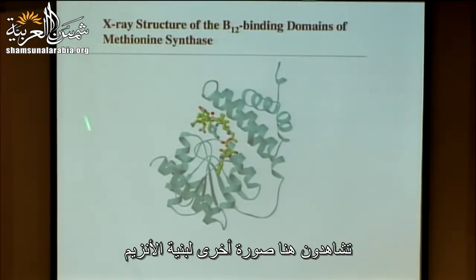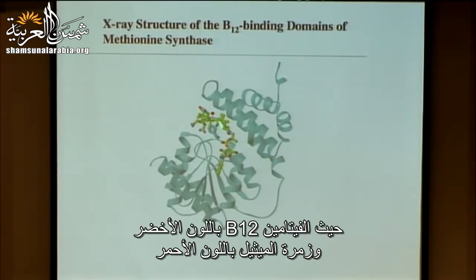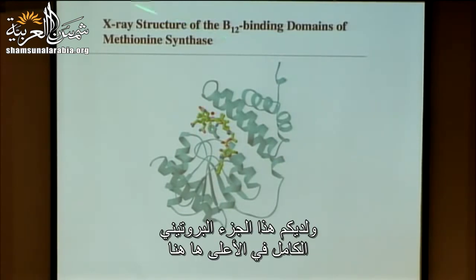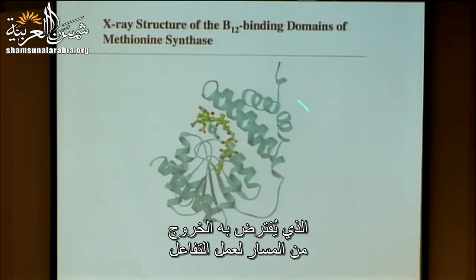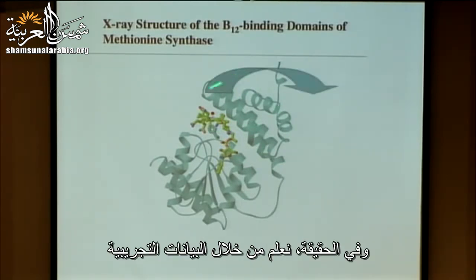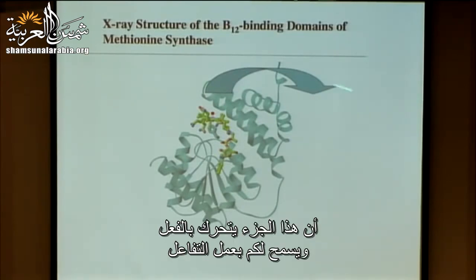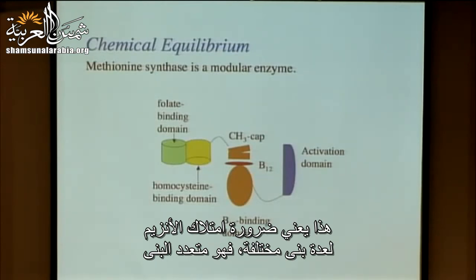So here's another picture of the structure. Here's the vitamin B12 in green, the methyl group in red, and there's this whole protein part up here that has to get out of the way to do the chemistry. And in fact, we do know from experimental data that it does move so you can do the chemistry. So that means that the enzyme has to have a number of different structures.